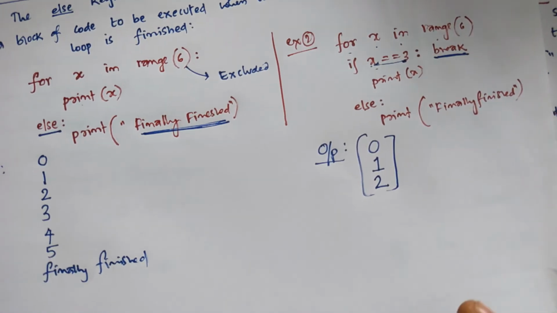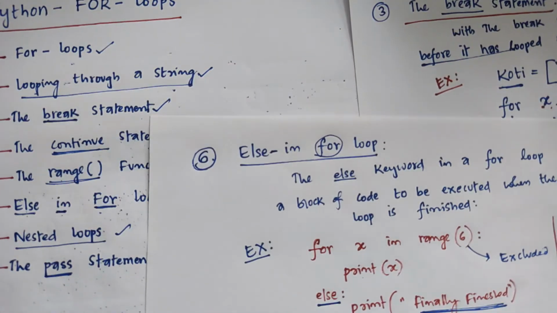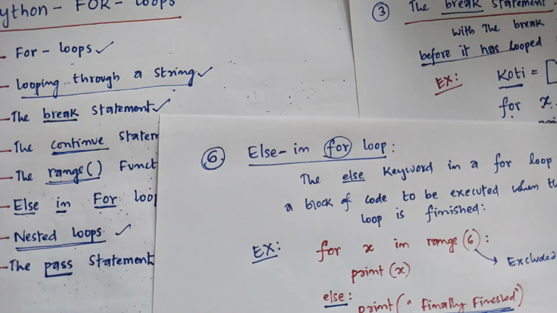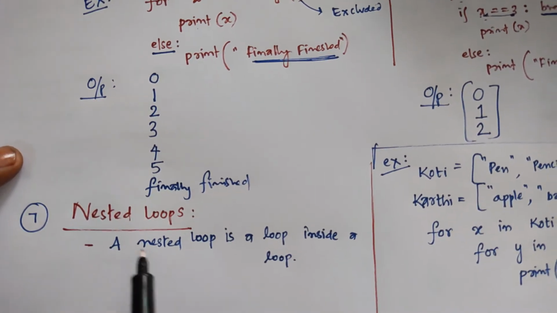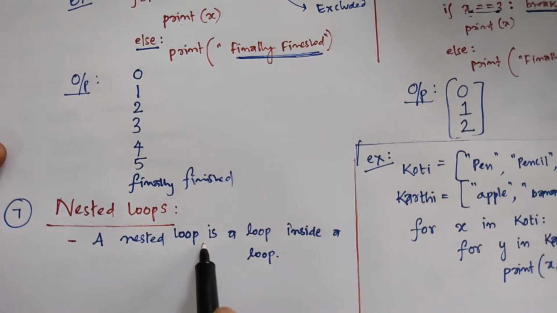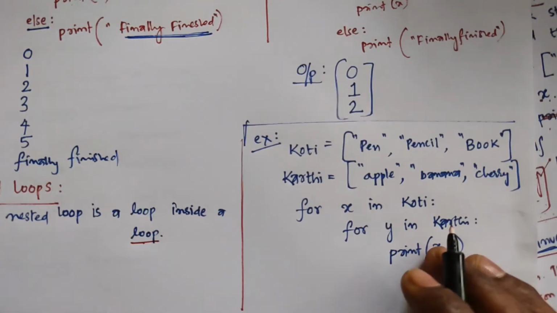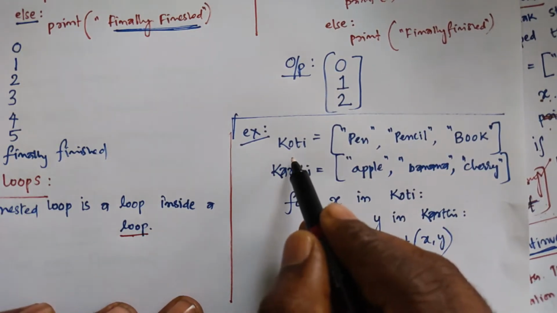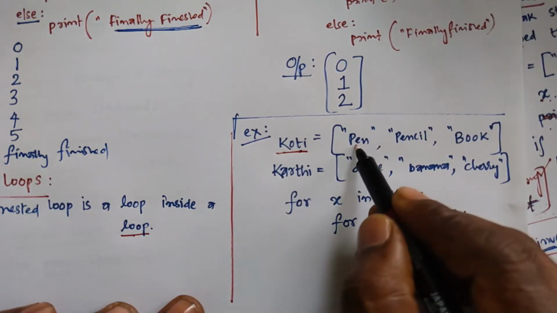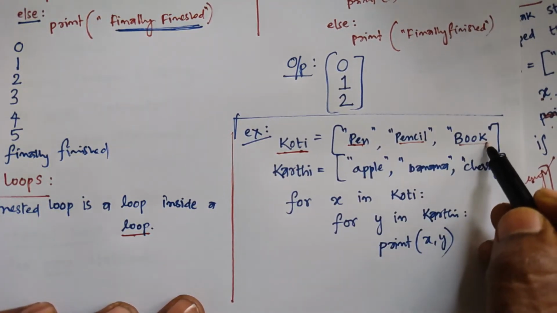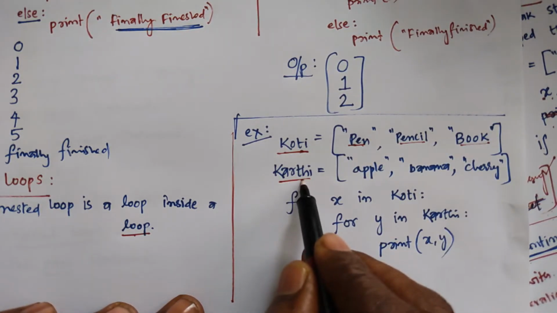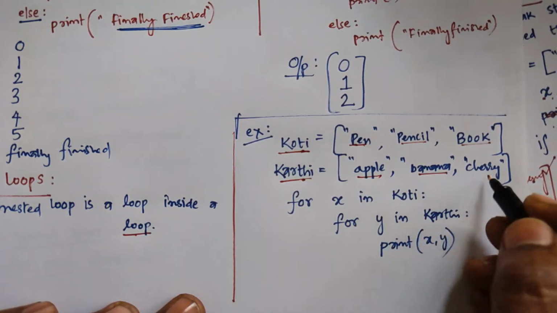Next one is the nested loop. A nested loop is a loop inside a loop. We use this when we have a number of loops. For example, take a variable named Koti, which has pen, pencil, book. Next is Karthi, another variable, with apple, banana, cherry.